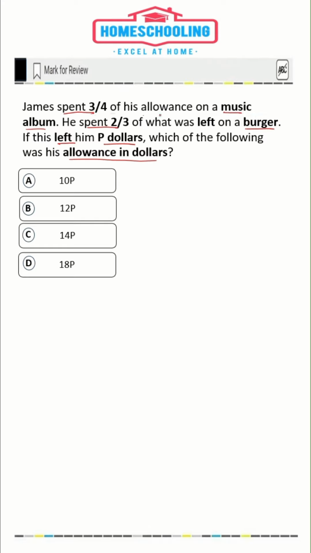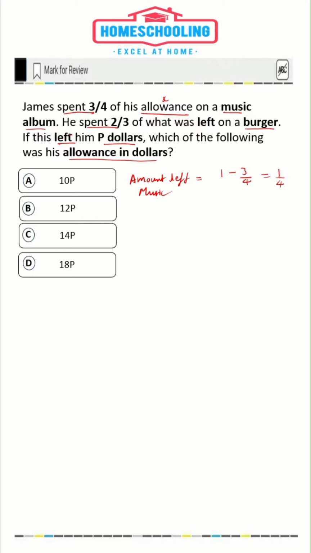So the amount spent on the music album was 3/4 of his allowance. Let's take the allowance as X. 3/4 of the allowance was spent on the music album. So what was the amount left? The amount left after the music album would be 1 minus 3/4, so that would be 1/4.